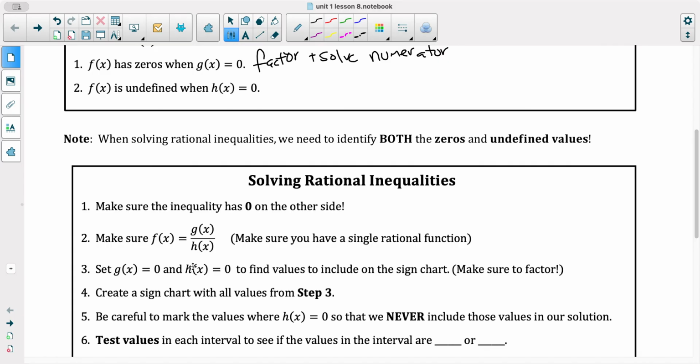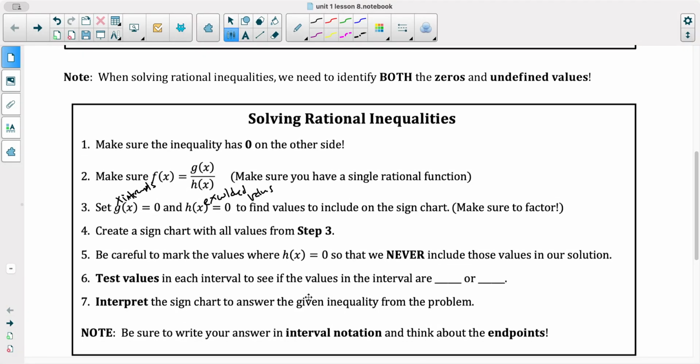So we take the bottom and we set it equal to 0. This gives us our excluded values right here, right? And then setting the top equal to 0 and solving it gets us our x-intercepts or our roots. And when we do the sign chart, like we did on the polynomials, we have to include both of those, okay? Because those excluded values are going to cause some very interesting things to happen. And yes, make sure you factor.